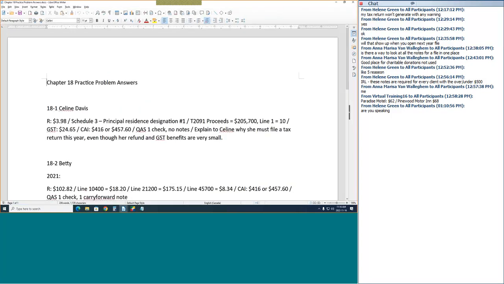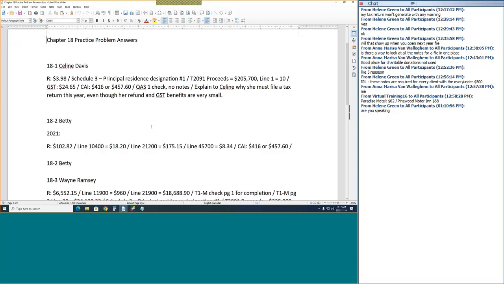So when I'm doing practice problems, you're now going to be asked for how many check marks. If you say QAS, one check, for Celine Davis, I'm expecting to see one tax slip with a check mark on it. If you need multiple check marks because they are necessary to clear a warning, you might need multiple check marks. Or if you have multiple tax slips, you will need multiple check marks because it's one for every tax slip that you enter.